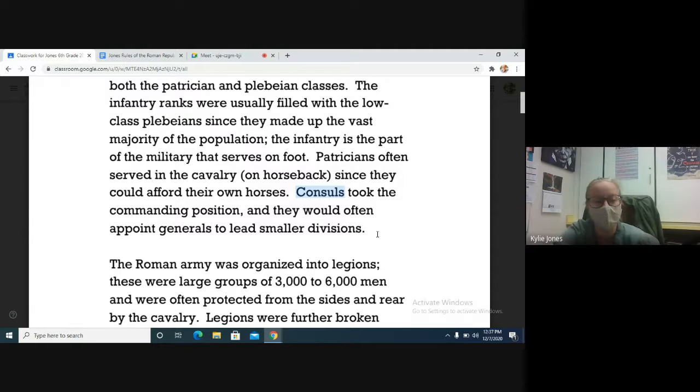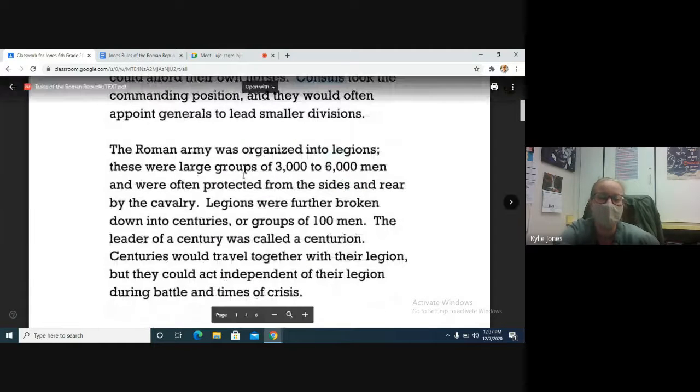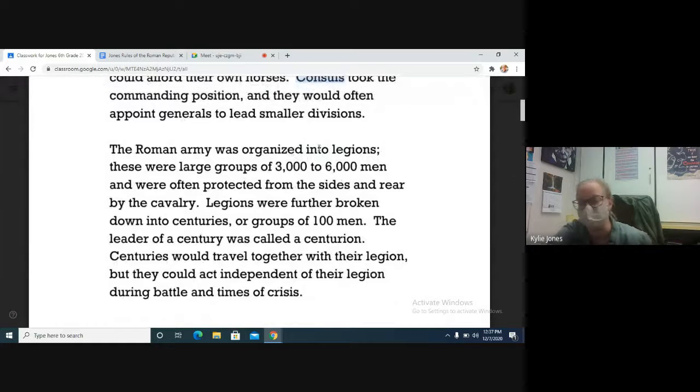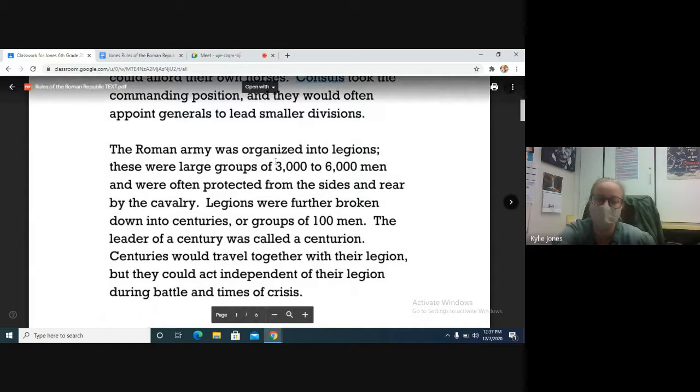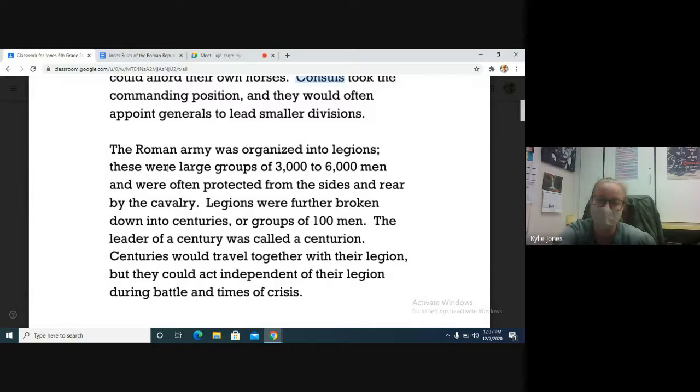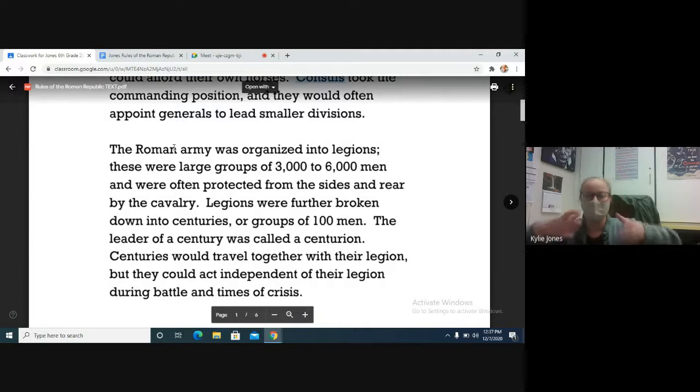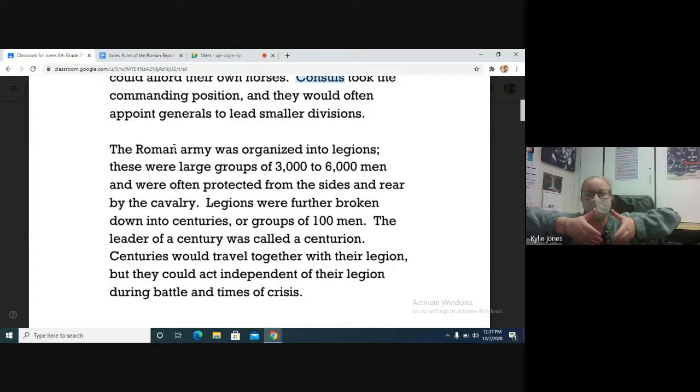All right. Then we have the Roman army was organized into legions. These were large groups of 3,000 to 6,000 men and were often protected from the sides and the rear by the cavalry. So you have this group of men in the center, 3 to 6,000 of them, with the people on horseback on the outside. Okay? So that's the patricians? Usually the patricians were on the outside, yes, and the plebeians on the inside.